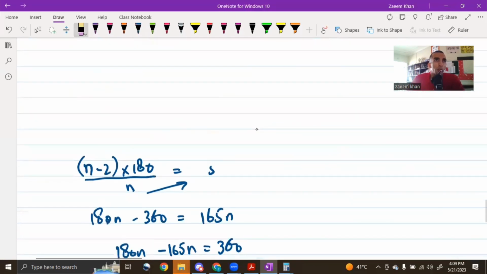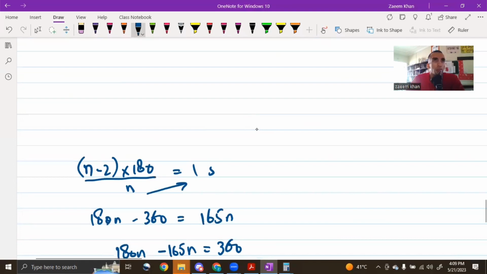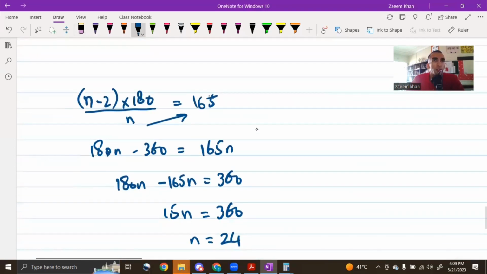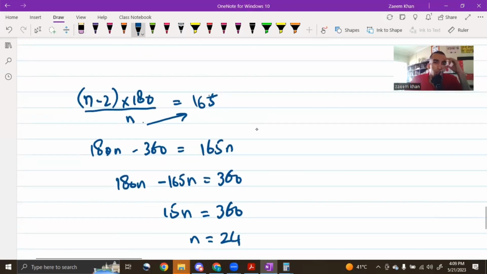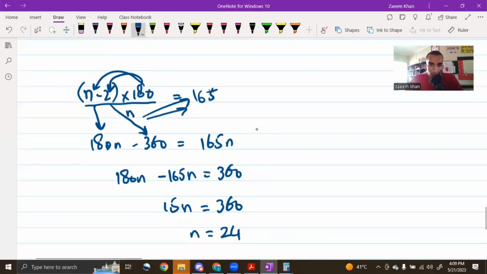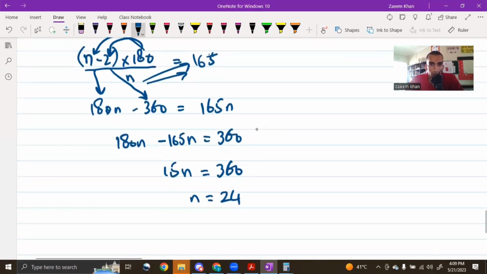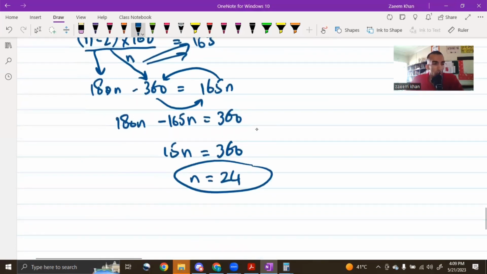Let me quickly just solve it for you. This is the solution down here. I'm going to send the n to the other side and multiply it. That forms 165n. And what we're left with on the left side is 180 multiplied by n, which is 180n, and 180 multiplied by negative 2, which is negative 360. Simple algebra from here, bring this over here, throw 360 on the other side, and solve for n. So this particular polygon had 24 sides. Does that make sense? Yeah.